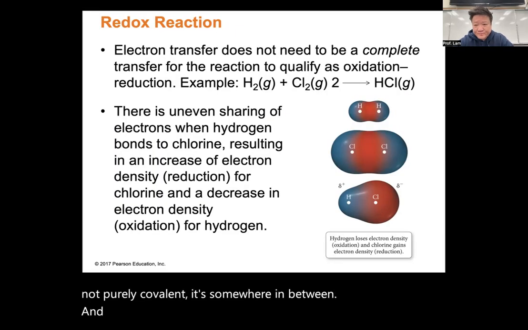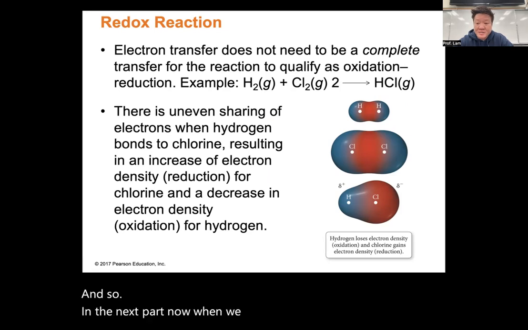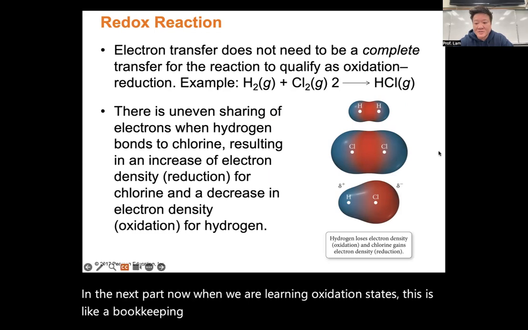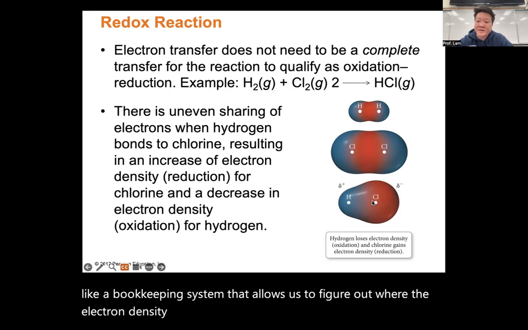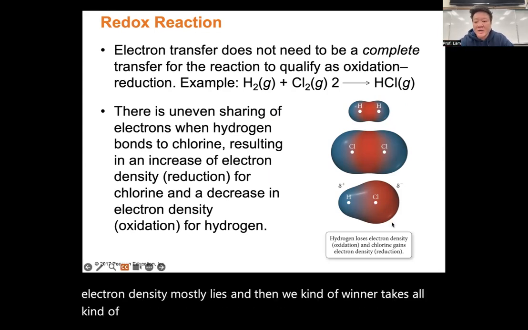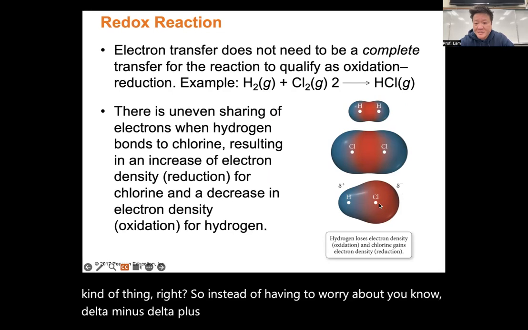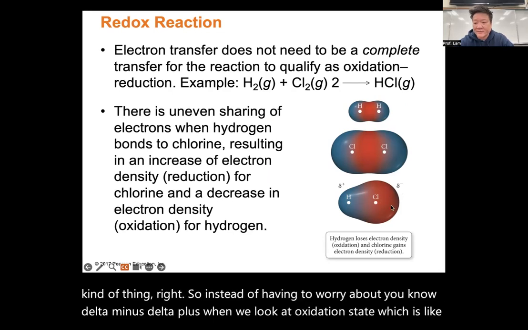And so in the next part now, when we're learning oxidation states, this is like a bookkeeping system that allows us to figure out where the electron density mostly lies. And then we kind of do a winner takes all kind of thing, right? So instead of having to worry about delta minus, delta plus, when we look at oxidation state, which is like, okay, chlorine, you can have the whole electron.